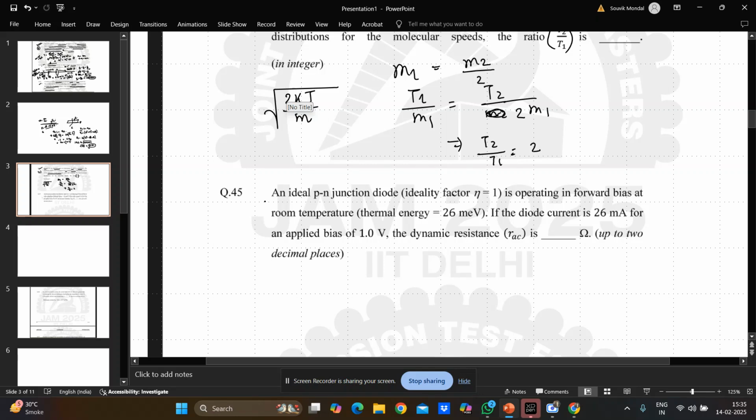Okay, now this 45: an ideal PN junction diode, with eta equal to 1, the ideality factor, operating in forward bias at room temperature, and thermal energy is 26 meV.